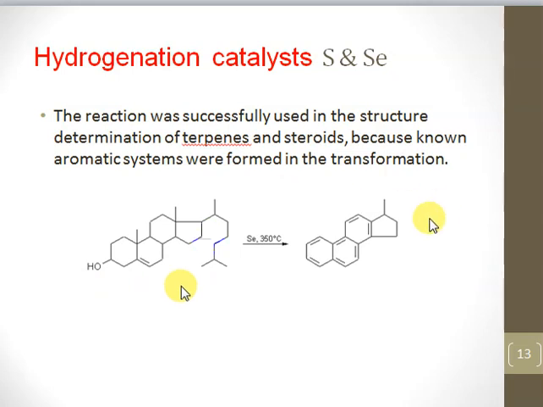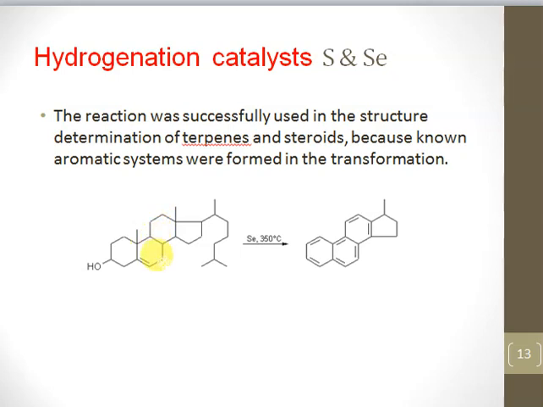So in order to confirm whether there is ring A, which is a 6-membered ring, or not, this reaction is performed. So for that purpose, selenium was used and a temperature of 350 degrees C was maintained. So at 350 degrees C, selenium caused aromatization of ring A, ring B and ring C.